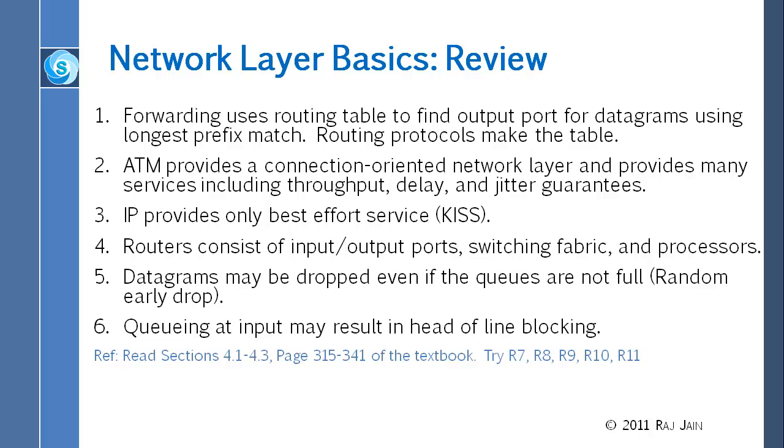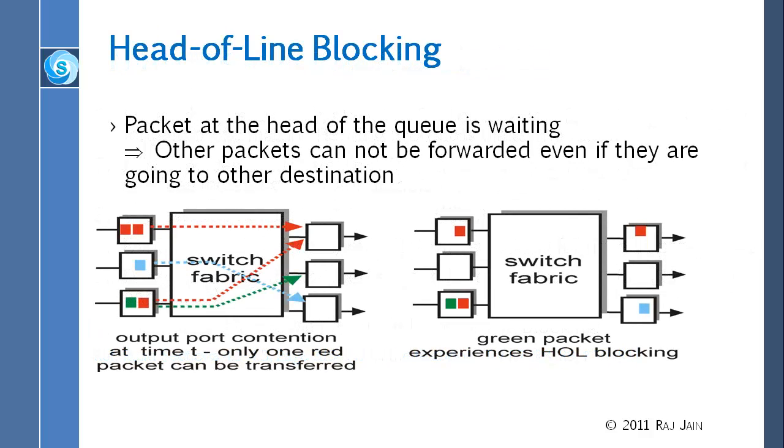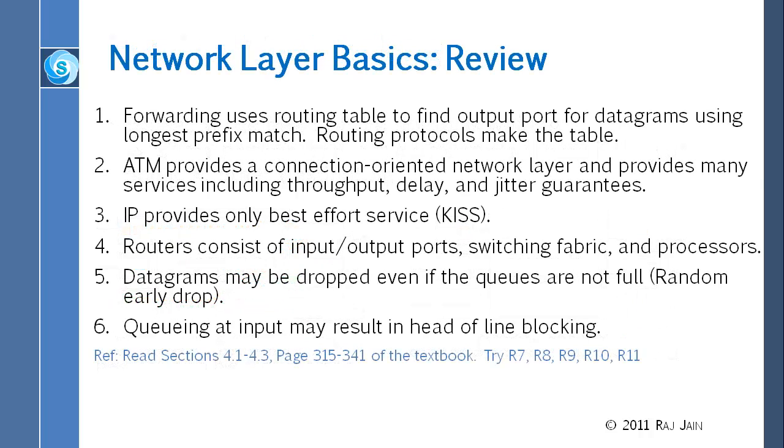And then we learned that datagrams can be dropped even if the queue is not full, and that is called random early drop. And then we learned about head of line blocking. If you queue at the input, then that can result in head of line blocking. Therefore, when you design a router, you don't do input queuing, you do output queuing. It means that as soon as the packet comes in, it goes to the output queue and then waits there for as long as required. So there is no queue at the input. Okay? All right, so that's this part.